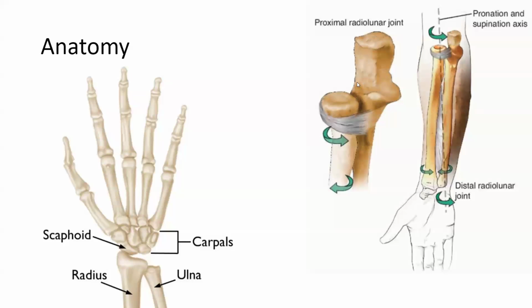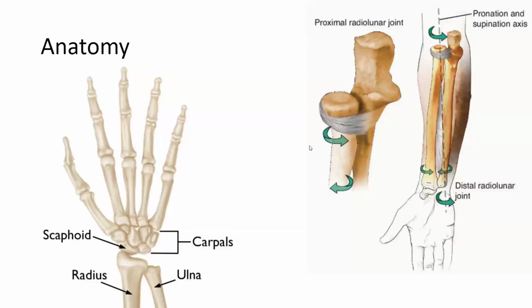We have a proximal radial ulnar joint and a distal radial ulnar joint, which I'm sure many of you will know already. The proximal radial ulnar joint is wrapped around and created by this annular ligament and the very small articular surface between the top end of the radius that is completely round and then the corresponding very small area of the ulna that it articulates with.